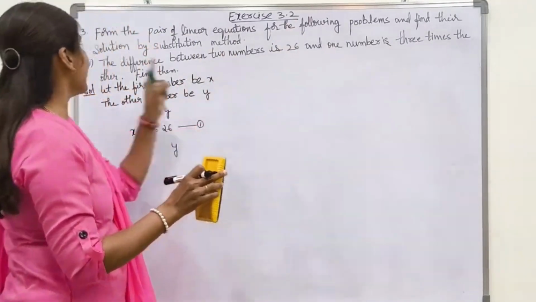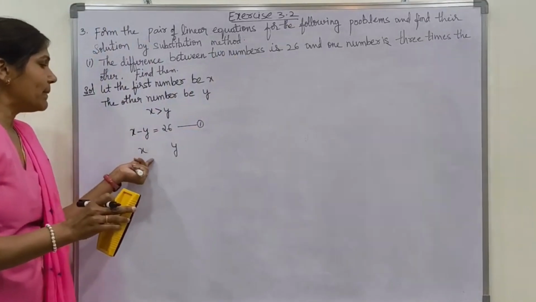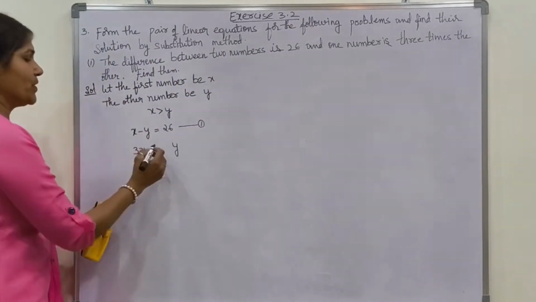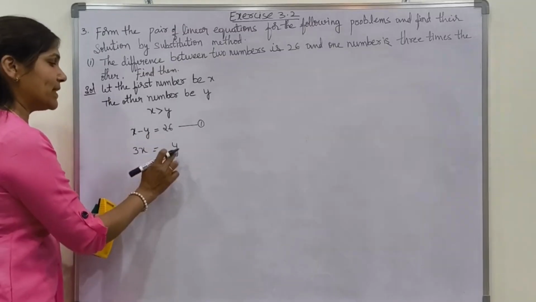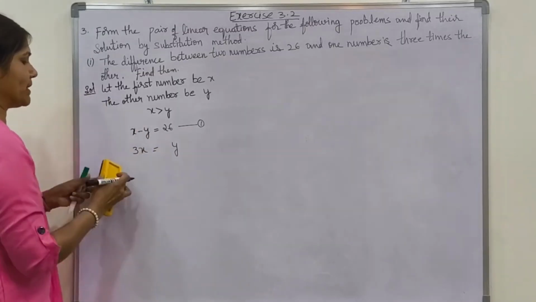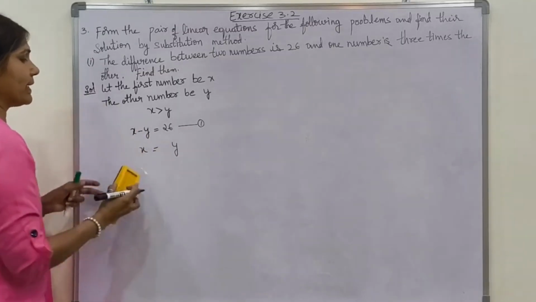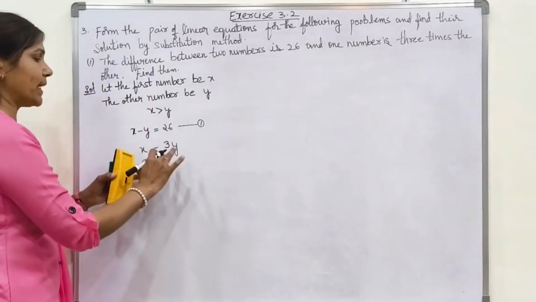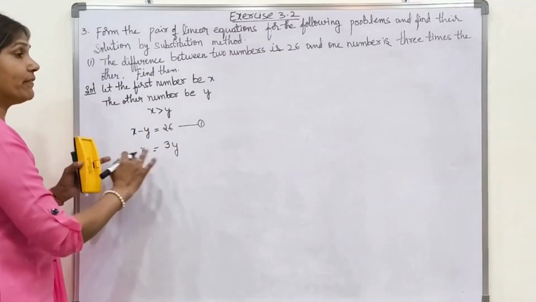One number is 3 times the other. This is the big number, this is the small number. Actually, this is only 3 times. So, one number is 3 times the other number. The big number is 3 times. But here equations are there. In an equation, whichever side is smaller, on that side you have to multiply, so that it gets equalized.